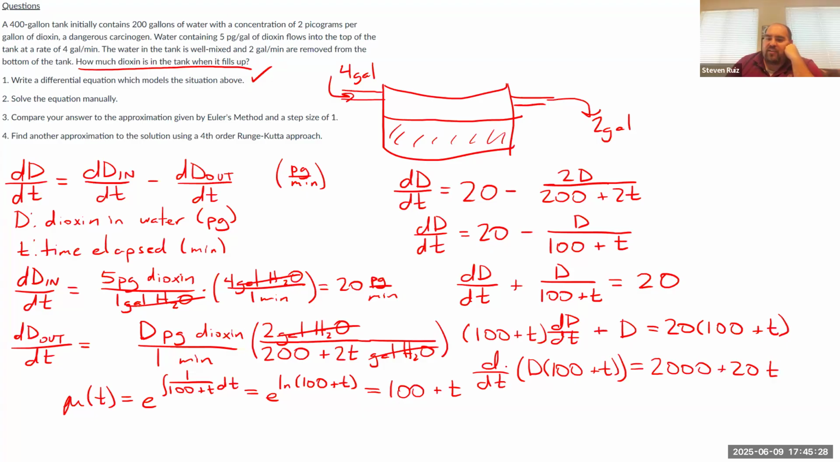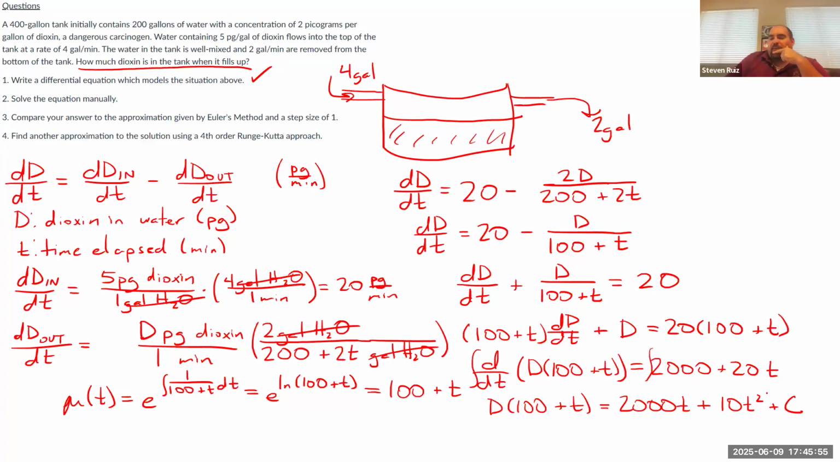So now that we've done the integrating factor, it's called the integrating factor because it brings us to a place where the integral is possible. Integrate both sides, and I get D times 100 plus t equals 2000t plus 20t squared over 2, so 10t squared, plus a constant.